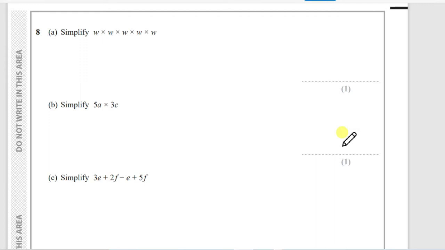Now, question 8a. They want you to simplify W times W times W times W times W. If they told you to add up all these W's, it'll be 5 lots of W's. Because we're multiplying all these W's, it's going to be W to the power of 5. And that's what they want. Now, simplify 5A times 3C. Because the letters are different, you glue them together. So 5 times 3 is 15AC.